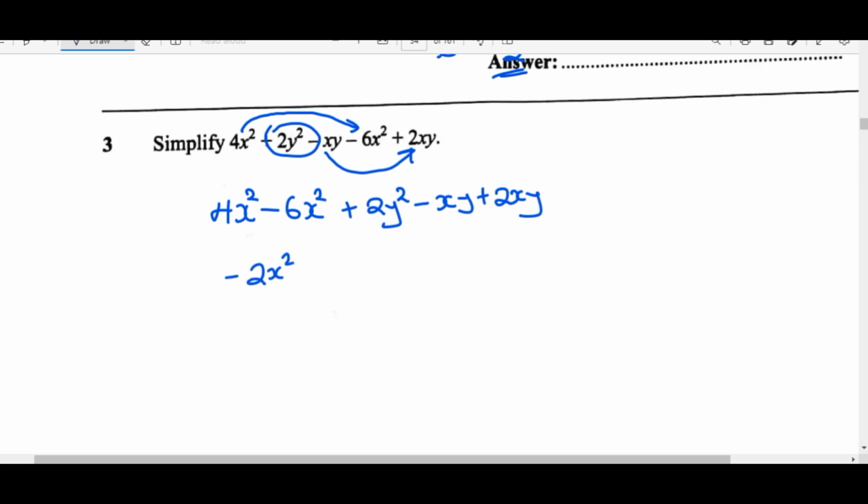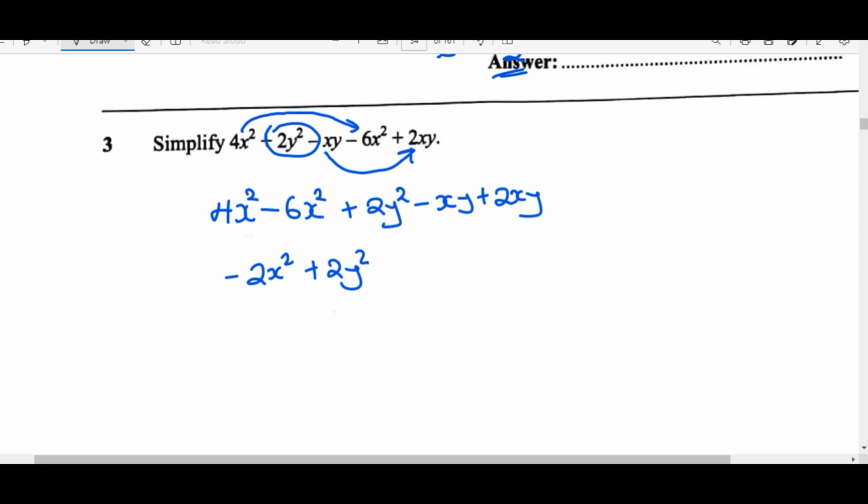So the answer will be negative 2x squared. Why have we said negative? Because we've subtracted the bigger number from the smaller number, and then we've maintained the sign from the bigger number. Or you can say positive minus negative is to subtract and to maintain the sign from the bigger number. That's why we have negative 2x squared. And then you bring down plus 2y squared. And then here again you're going to subtract. What are you going to have when you subtract? Here we can say that negative xy plus.